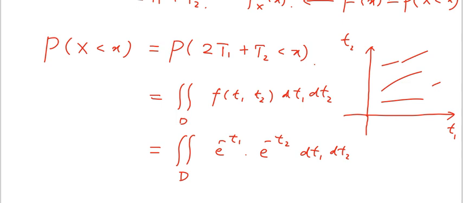Then we want to find the region where the condition 2t1 plus t2 is less than x. So we let this equal x. If it equals x, suppose this line is 2t1 plus t2 equals x. Okay, so less than x, this means we just want to find the probability for this part.